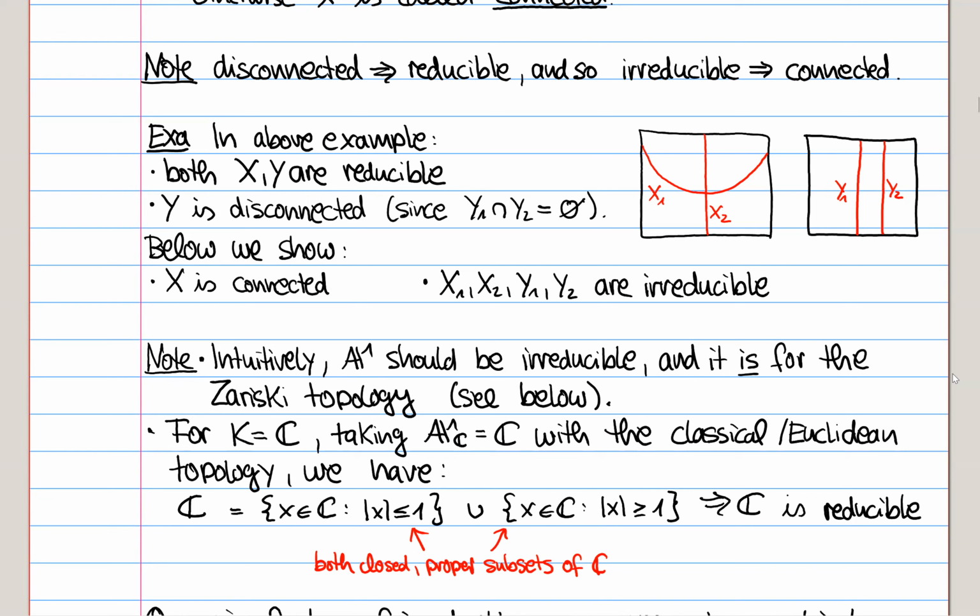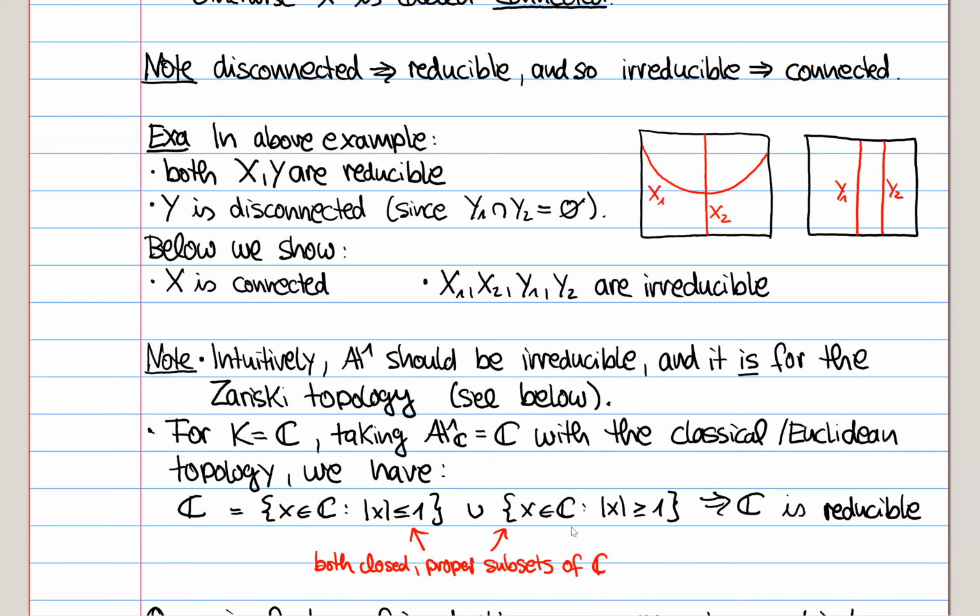And it is true for this Zariski topology, where the closed subsets are either A1 or the finite sets. But for example, if you take one of the more usual topologies, for example of the complex numbers, A1 over C is just the complex numbers. If you put in the classical or Euclidean topology, then it turns out this is reducible. It's reducible for a kind of stupid reason, because you can take C to be the union of the locus where the absolute value of x is less or equal to 1. This is a closed ball around the origin.